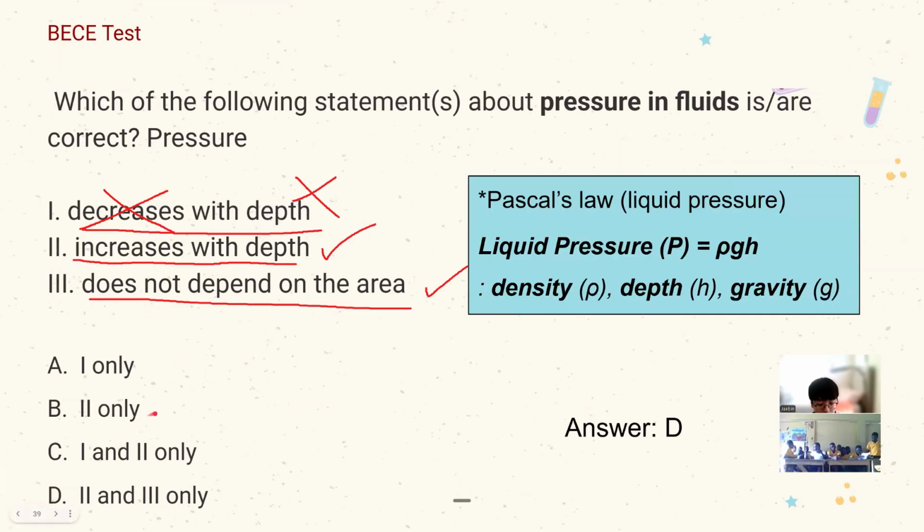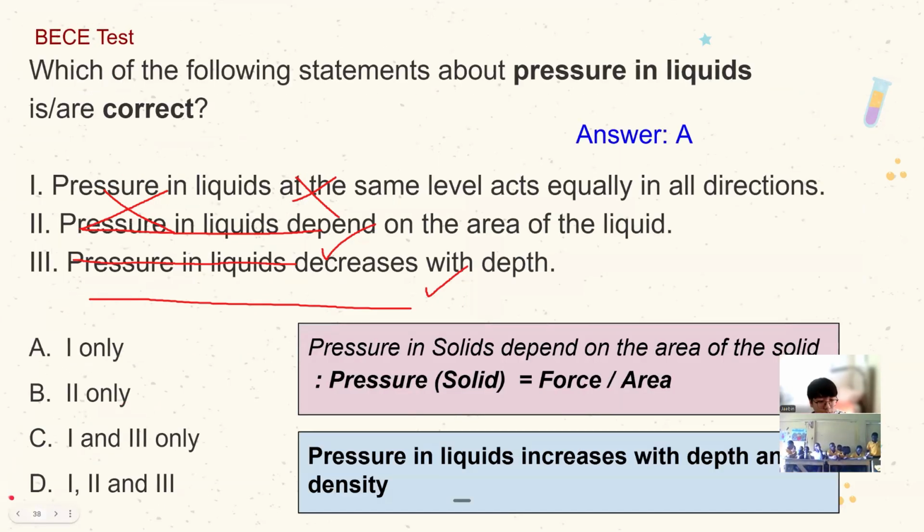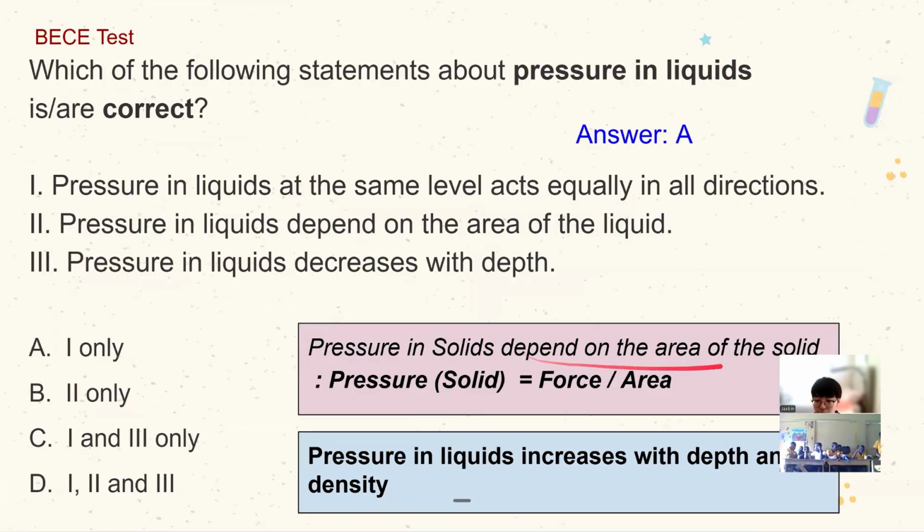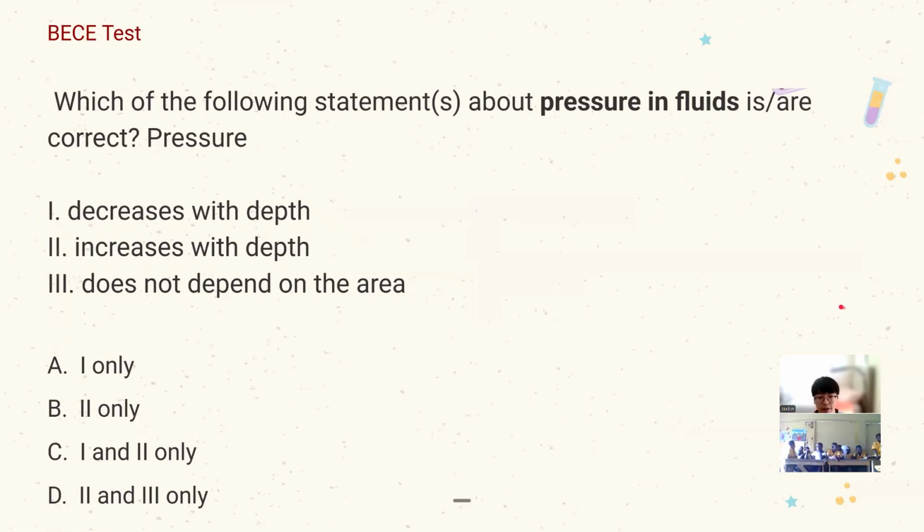Like we've seen in the previous slide, the pressure in solids depends on the area of the solid. And in this case, the pressure does not depend on the area of the liquid. It depends on how much area it is pressed against the solid. So it's true that it does not depend on the area. So the answer is D, 2 and 3 only.